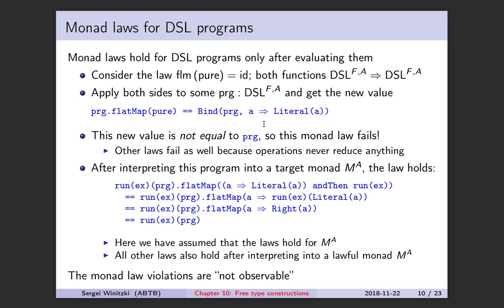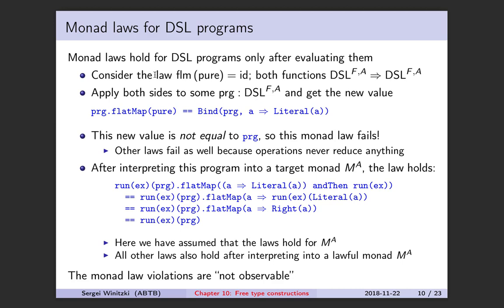So let's see whether this DSL program, which I keep calling monadic DSL, is it really a monad? Does it satisfy the monad laws? It turns out that no, it does not satisfy the monad laws, but it actually does satisfy them once you evaluate the program, once you interpret it. So after you run the program, that's when the monad laws are satisfied. And that is a very interesting property. Let's see why that is so.